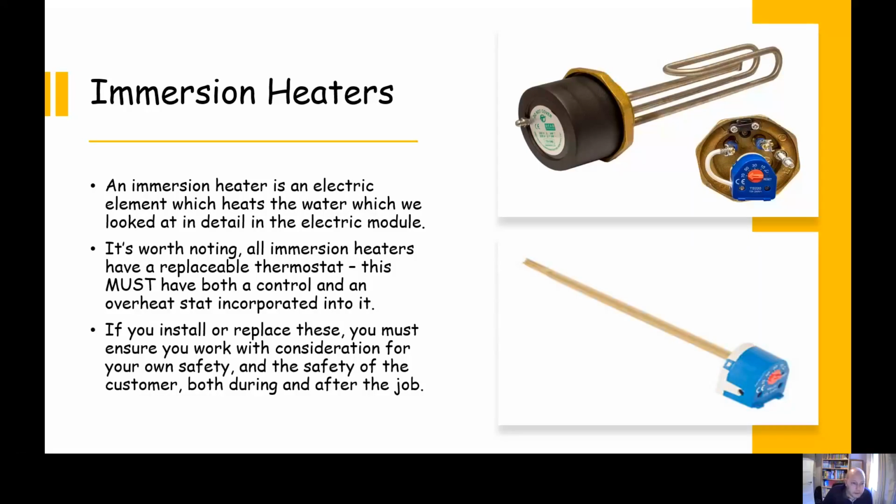Immersion heaters, well, what is it? It's an electric element. This part here is the actual element, and then inside this sheath you will find this thing here, which can actually be withdrawn, and that's a thermostat. The thermostat's replaceable, which is quite handy because this is the part that's most likely to go wrong. And if it does become faulty, then it's quick and easy to change because it's sitting there in a sort of metal sheath.